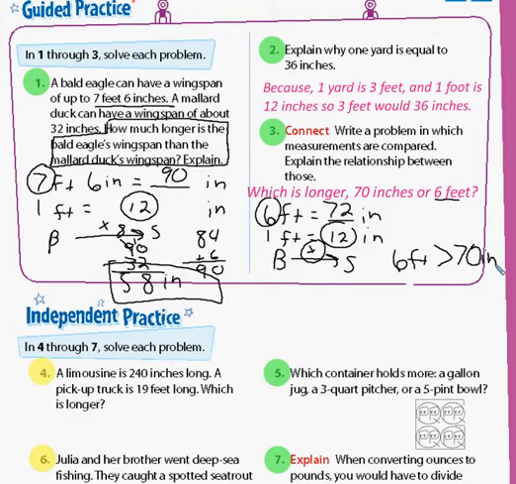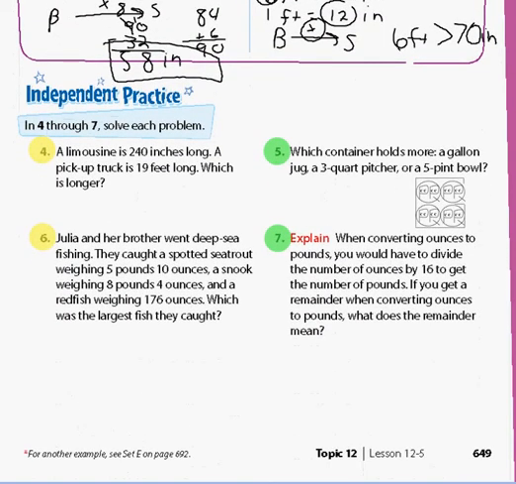Okay, go down. Okay, problem number 4, you're going to do on your own, and it's going to be very similar to the guided practice we did up there. Okay, it says a limousine is 240 inches long. A pickup truck is 19 feet long. Which is longer? Remember, you got to do conversions so you have the same unit of measure. Question number 6, or no, I'll go on, we'll do question number 5.